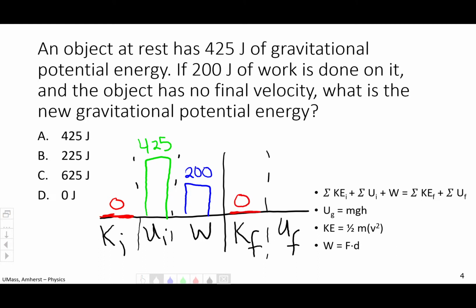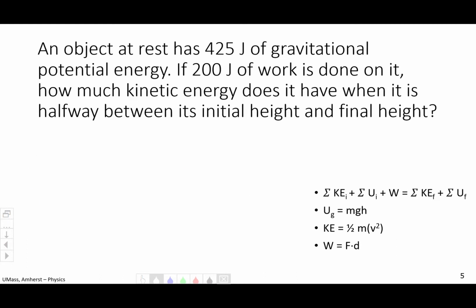All right. That means that the total energy on the left must equal the total energy on the right. We started with 425 joules of gravitational potential energy. We added in 200 joules of work. So that total is going to be 625 joules of total final potential energy. There's your answer, C. Okay.